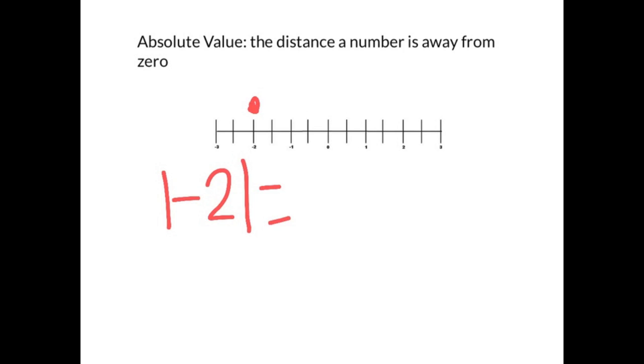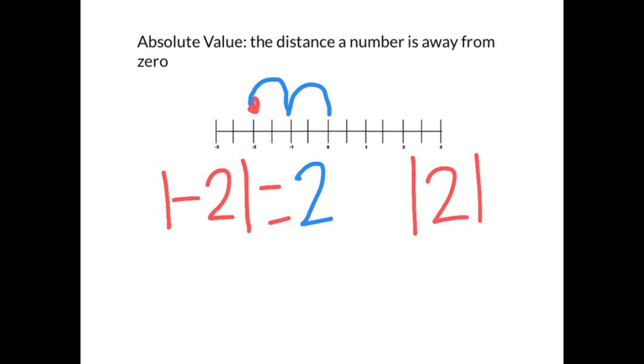Okay, so as I said, the absolute value is the distance a number is away from zero. So -2 is right here. So we want to count the distance -2 is away from zero. So -2 is 1, 2 spaces away from zero. So the absolute value of -2 is 2.